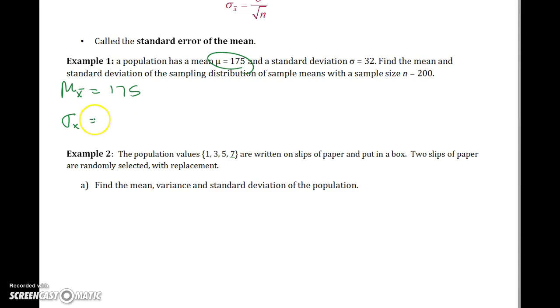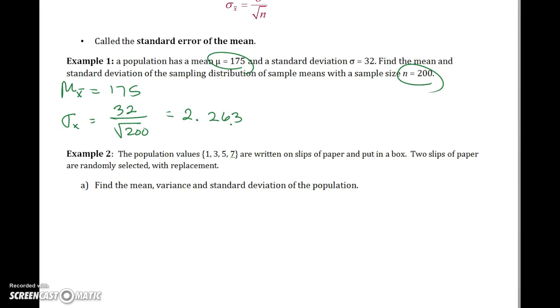This one, you need the population standard deviation, so that's 32 divided by the square root of n, and in this case my n is 2. Then you can punch this into your calculator and you will get 2.263. I'm going to round to the nearest thousandth. So for these problems, you're going to go for 3 numbers after the decimal point, just for nice accuracy.